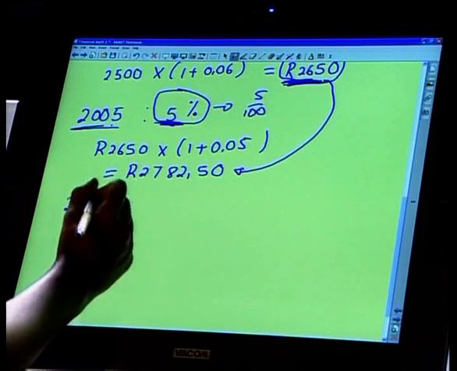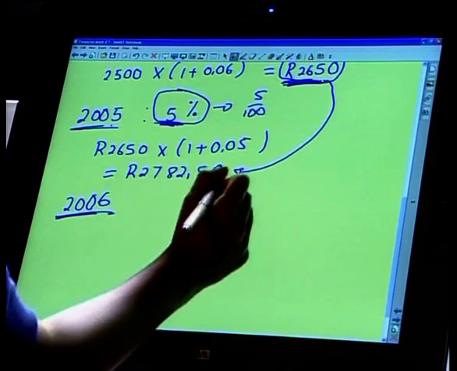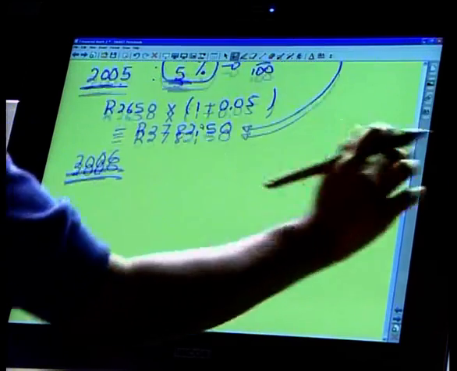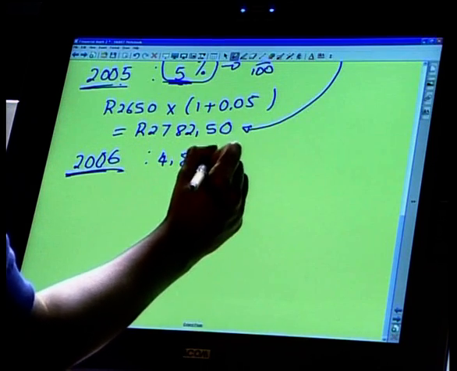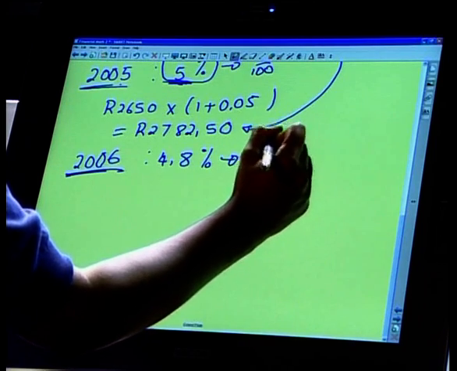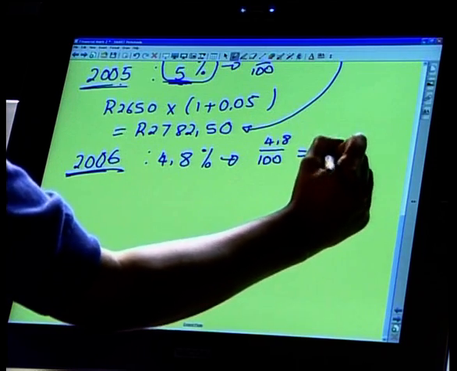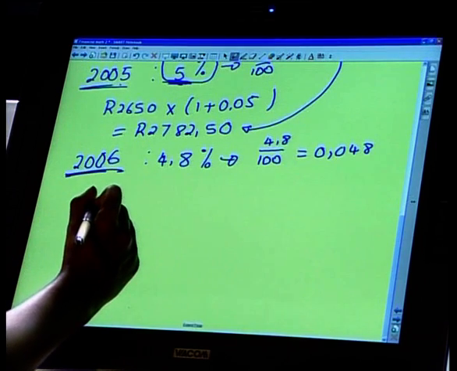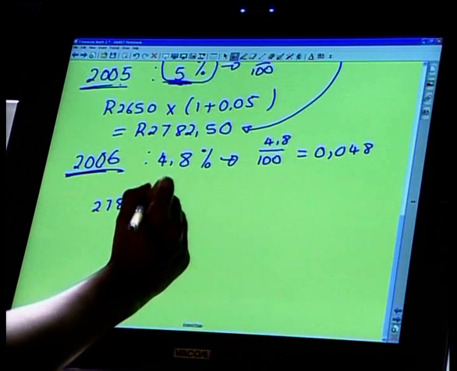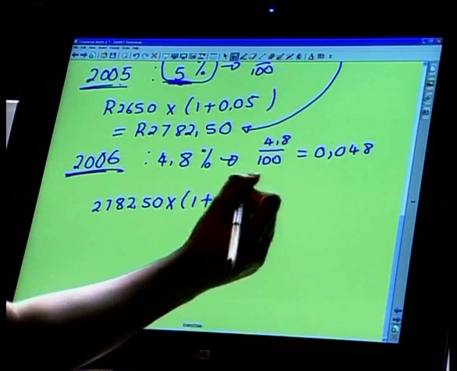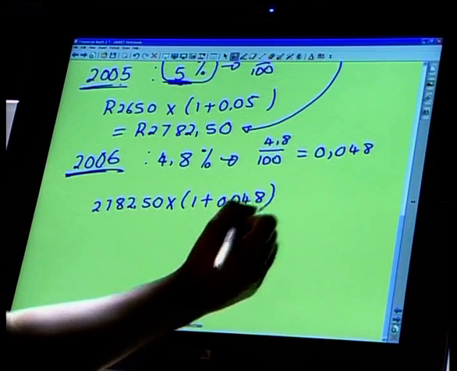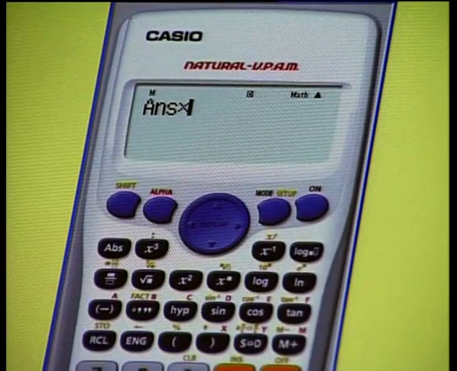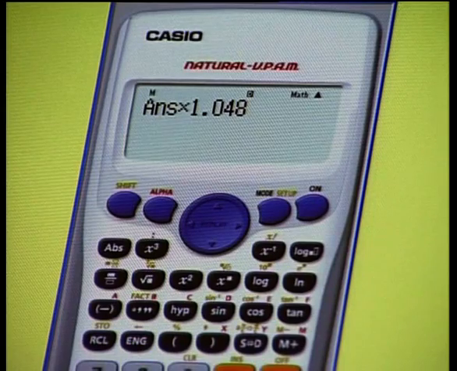And then the one we are aiming for is 2006. So we need the amount from 2005 and we need to grow that. In 2006, the inflation rate is on average 4.8%. As a decimal, it would be 4.8 over 100 as a fraction, then in decimal form 0.048. We're going to take that amount from the previous year, so from 2005. We take the 2782.50 times that by 1 plus the percentage increase to give us the new amount. This we can put into our calculator once more. So we're going to times the previous amount by 1 plus 0.048.